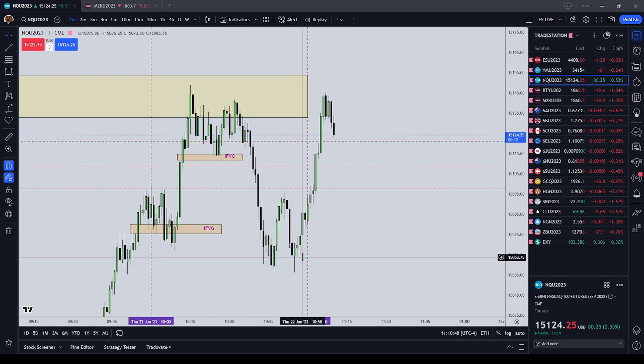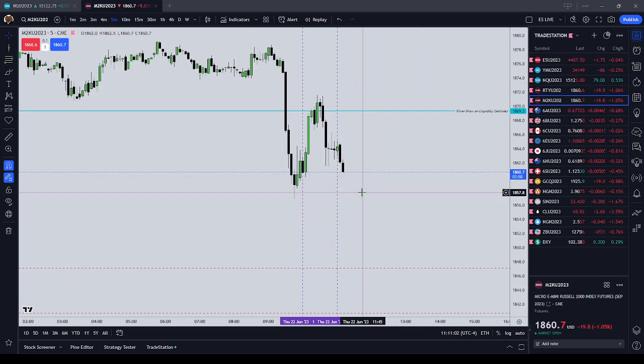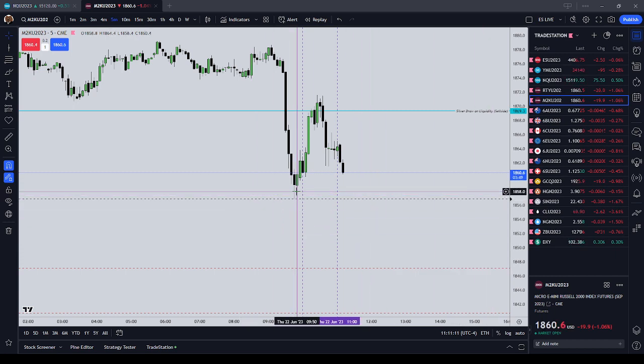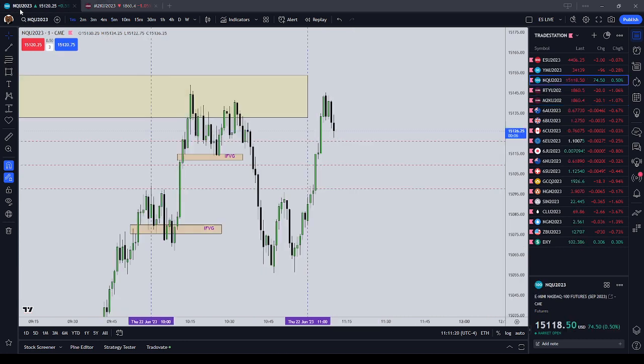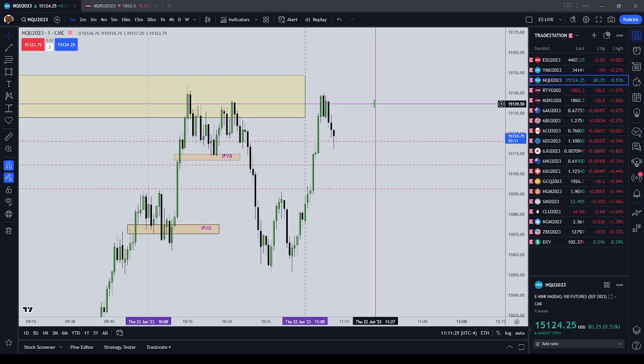As you can see, I'm not Michael Huddleston, so my trading is not by any means perfect. Micro Russell, I might want to get back in short here at some point. Also going to put an alert here because I want to see if it respects the consequent encroachment of this wick. I'm not very convicted on the micro Russell right now. NASDAQ, that might be an immediate rebalance right there. No separation in these candles though, so I'm going to hold flat.